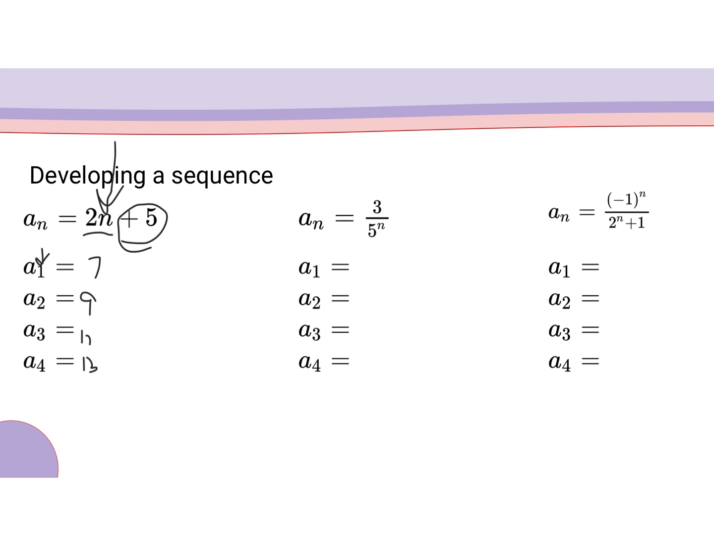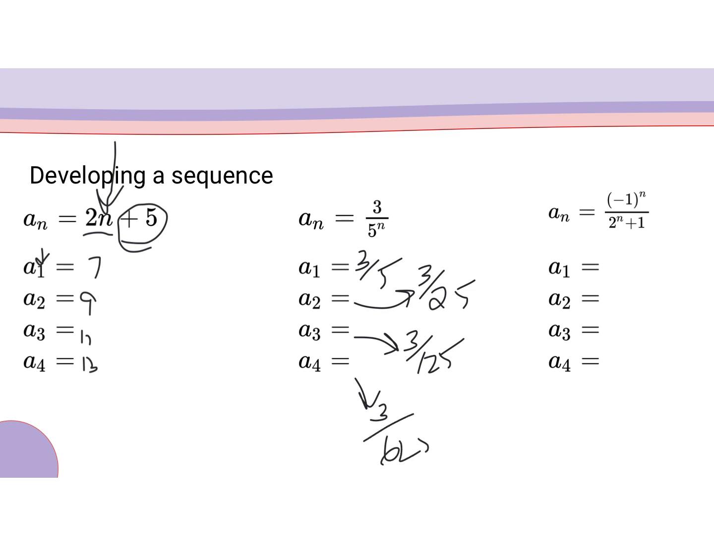And this next sequence is not recursive. It's 3 over 5 to the n again. It just has a value for n, so we just plug in that exponent power. So 3 over 5 is 3 over 5. 3 over 5 squared is 9 over 25. 3 over 5 cubed is 27 over 125. And 3 over 5 to the fourth is 81 over 625.